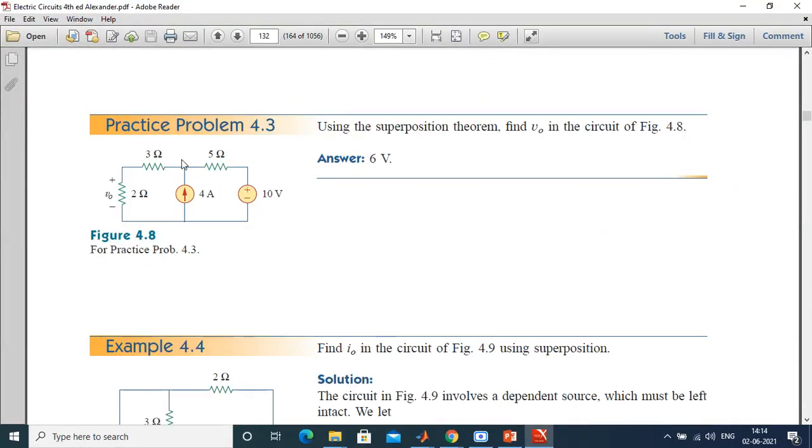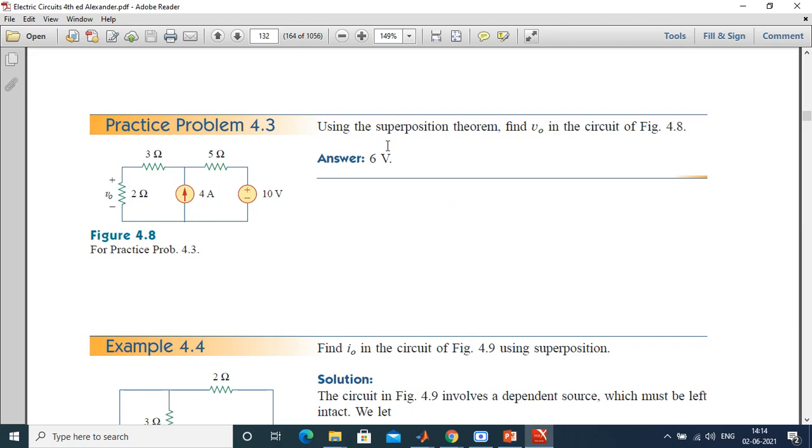Yes, I will select this problem. It's a very simple problem, but two sources are there. The problem is: using the superposition theorem, find V naught in the circuit shown in the figure. Clear? So I need to find out the voltage across the 2 ohm resistor by using superposition theorem.